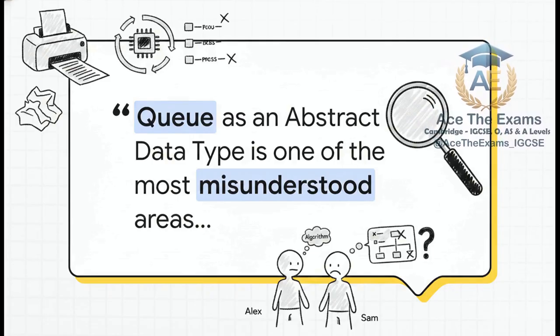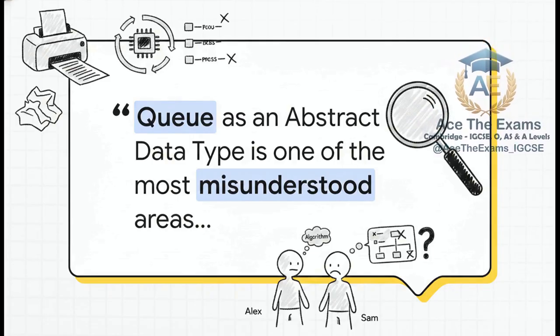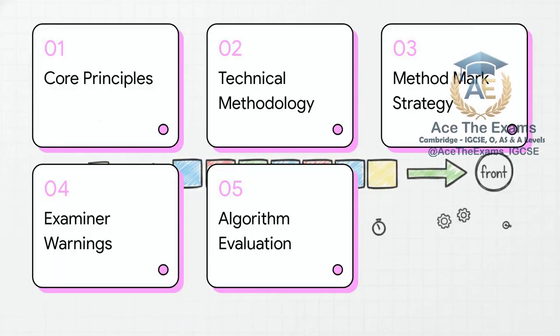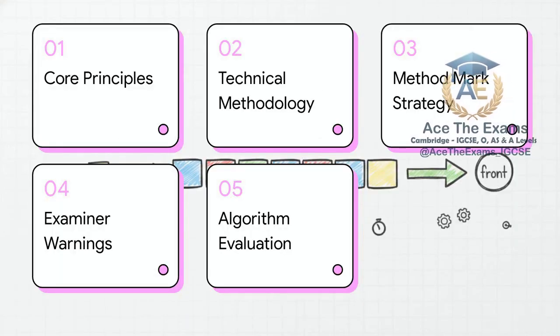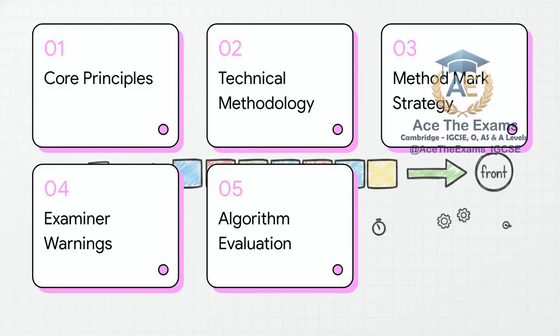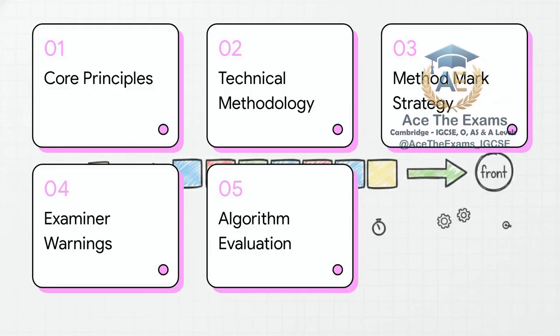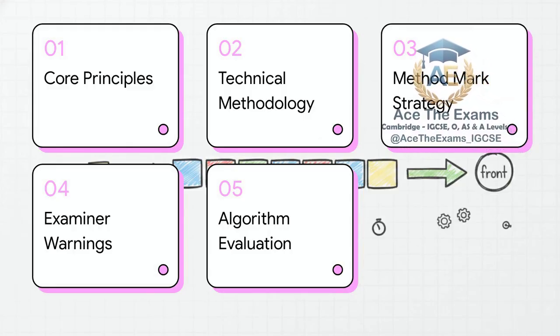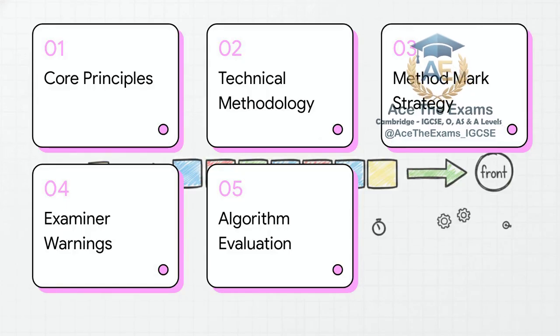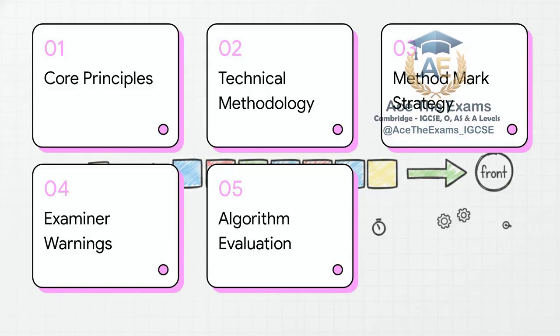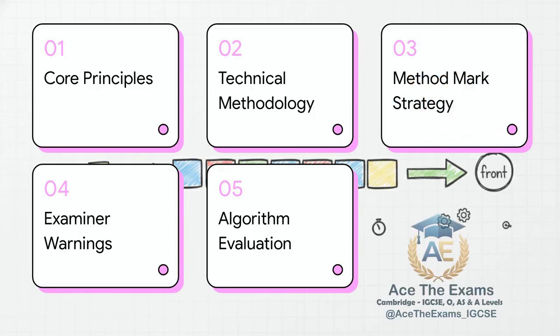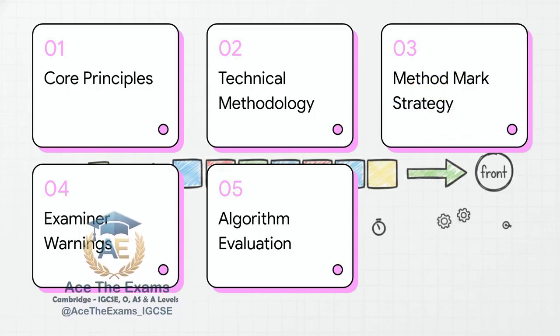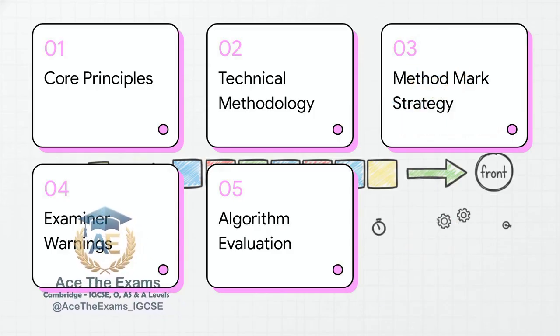You have to deeply understand what the examiners are actually digging for beneath the surface. To build that perfect, unbreakable skeletal framework for your exam answers, we're going to dig systematically through 5 specific layers today. We'll start with core theoretical principles, move into technical methodology, unlock the method mark strategy, highlight those crucial examiner warnings, and finally, master algorithm evaluation. Let's get right into it.